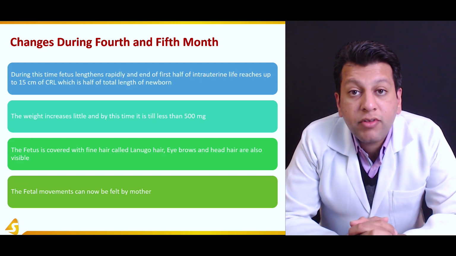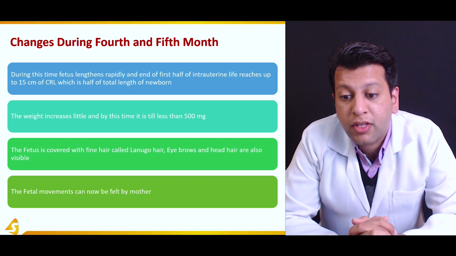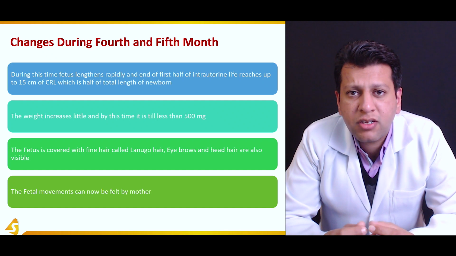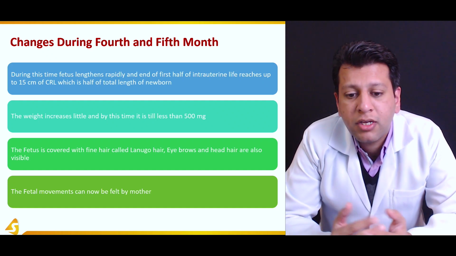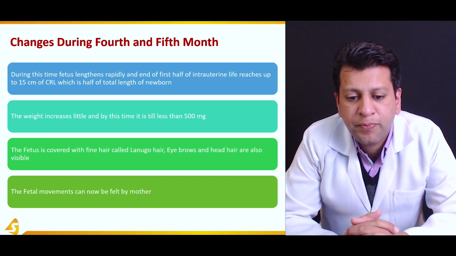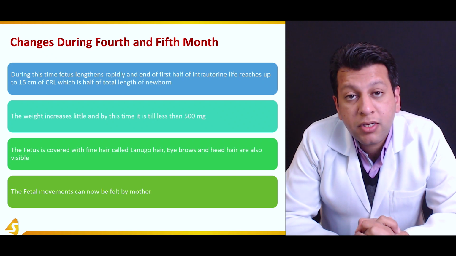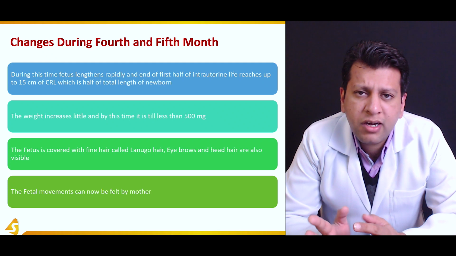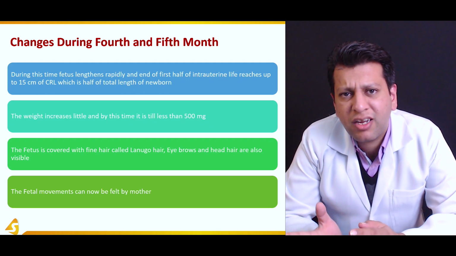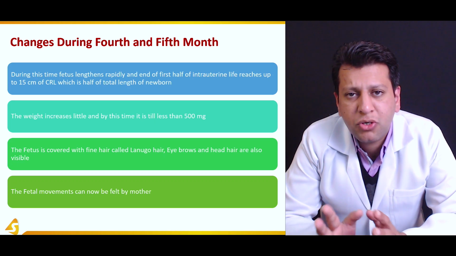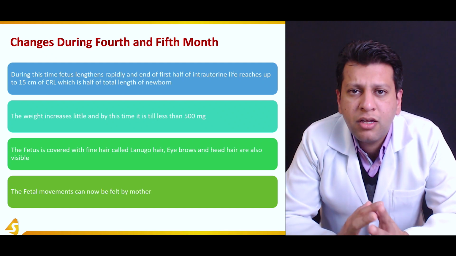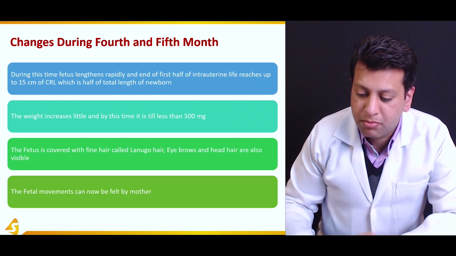The fetus is covered with a fine hair called lanugo hair. Eyebrows and head hair are also visible. This type of hair is gradually shed off and normal hair starts to come, but these hairs are actually present in the intrauterine life. The fetal movements can now be felt by the mother usually at the 4th to 5th month. Certain mothers start feeling it by the 5th month, others maybe by the early 6th month. But usually by the 4th, 5th month, the fetal movements, the kicks, can be easily palpable and can be felt by the mother.